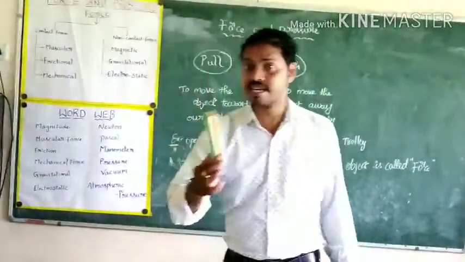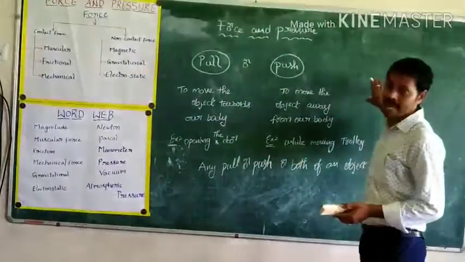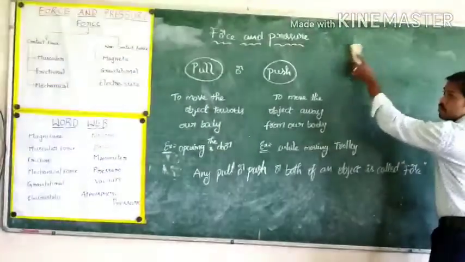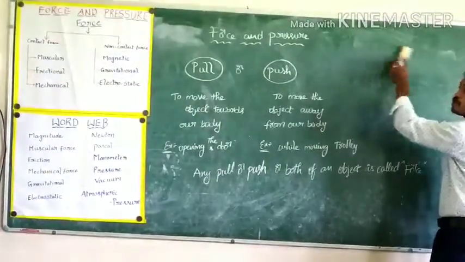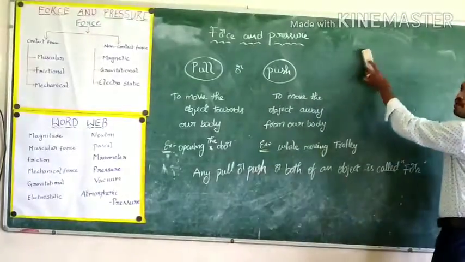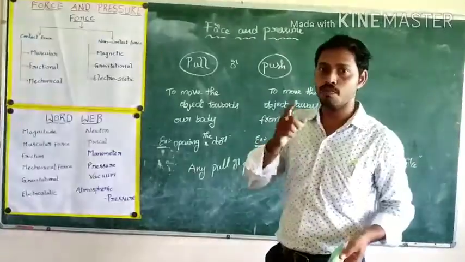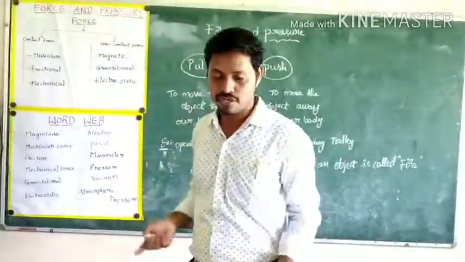See, this is the duster, this is the blackboard. While rubbing the blackboard, we are applying both pull and push. So this is one of the examples related to both pull and push.